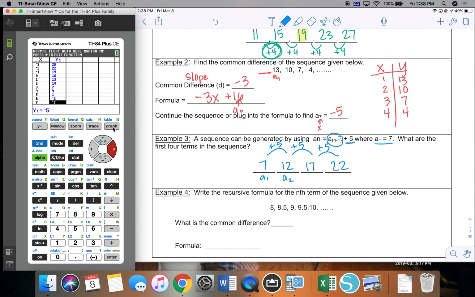So you're just adding 5 or whatever they give you here to the term before it. This part just means the term before. So a sub n minus 1 equals term before.